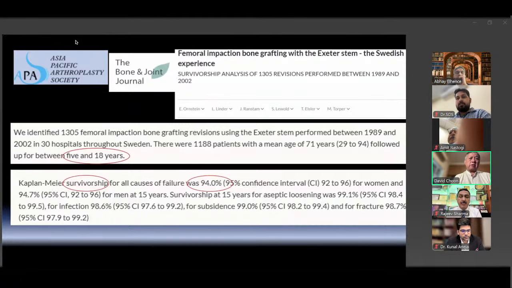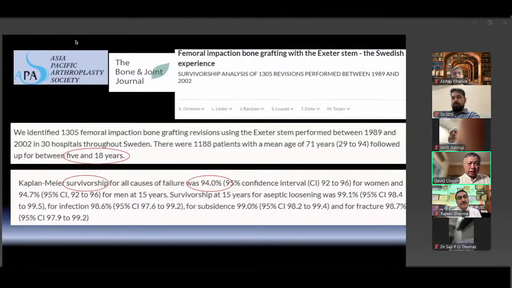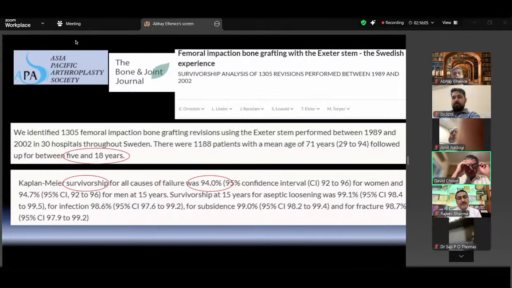Well, the thing is that if you have something that's successful, it must be replicated worldwide by all kinds of surgeons on all patients. And this is a study that actually comes from Sweden, where they actually looked at a large number of patients with excellent results over 16 years. You got like 99.5% survivorship on that.